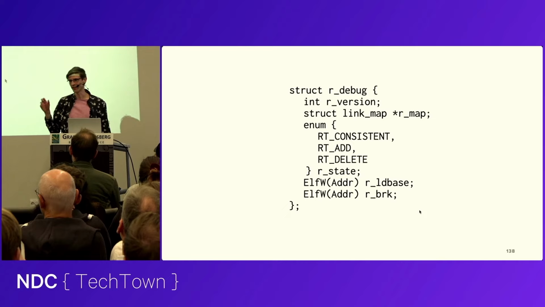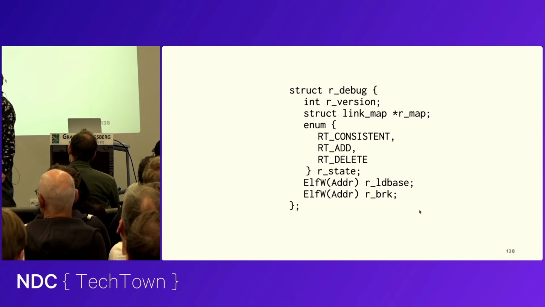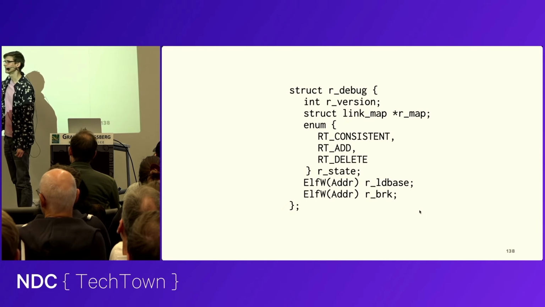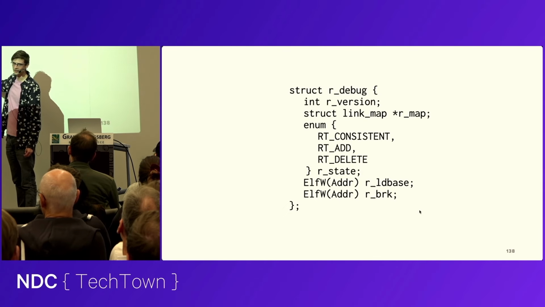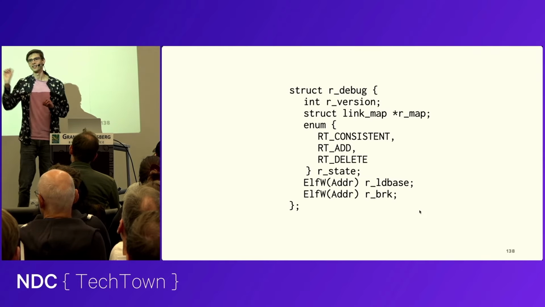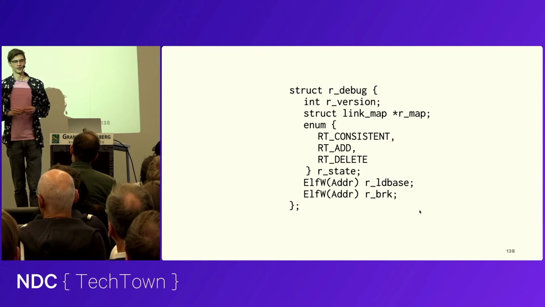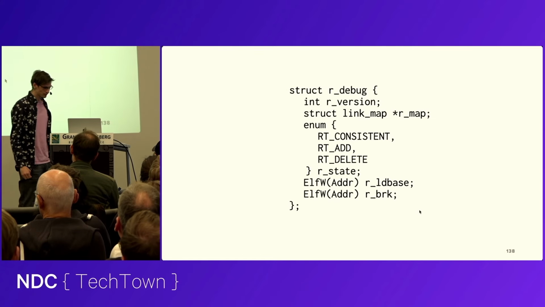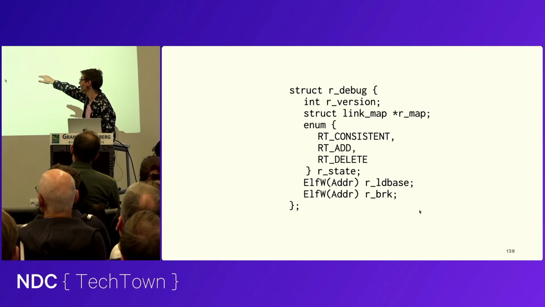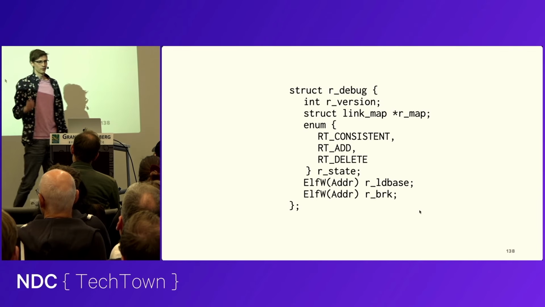Whenever the dynamic linker loads a new shared library, it's going to call a function that it stores a pointer to here. That function doesn't do anything. It's literally a stub. You could find it if you go look at the source for the GNU dynamic linker. But it's called whenever there's an update to the link map. That means we can put a breakpoint on it.